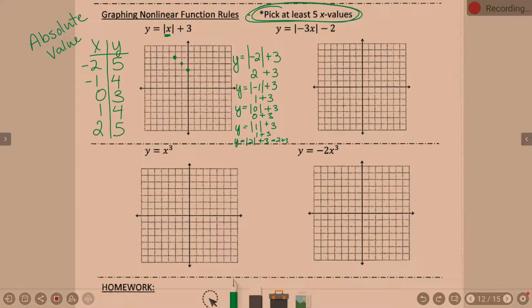Now, don't stop graphing here. Put some more dots. What about 1, 4? You go over 1 and you go up 4. Right 1, up 4. And 2, 5. Then you go over 2 and go up 5. This is like a V. That's exactly what it is. Absolute value graphs are V's.